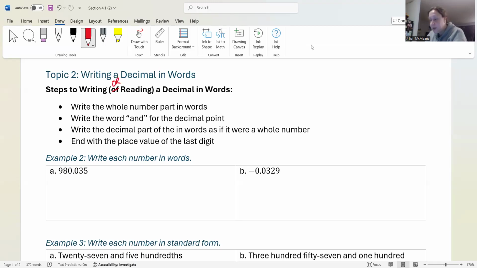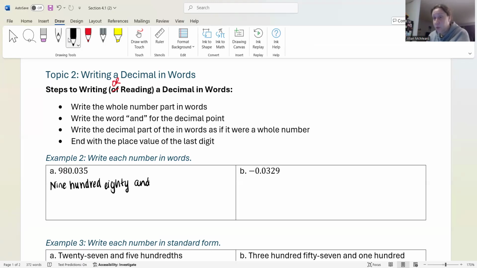So for example two, it says write each number in words. We have 980.035. So what we would do is go ahead and write 980, just like a regular whole number. So 900 80. When we get to the decimal point, we want to say "and." So we're basically saying the whole number and some fractional portion. So we've got 980 and.